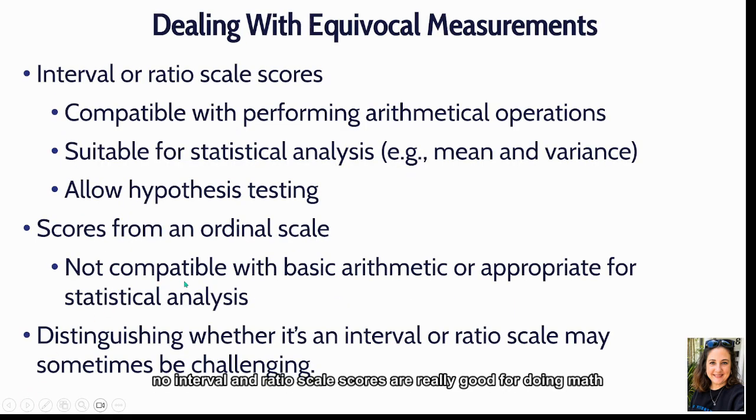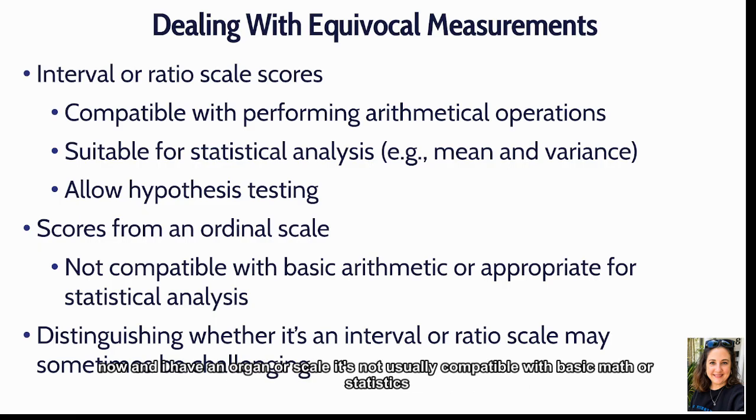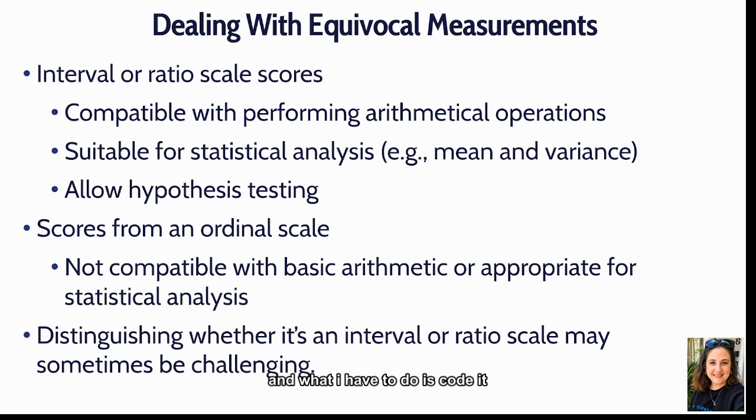Now, interval and ratio scale scores are really good for doing math. So we can use them for statistical analysis, and they allow us to do hypothesis testing. Now, when I have an ordinal scale, it's not usually compatible with basic math or statistics, and what I have to do is code it. So it can be challenging to use ordinal or even nominal if you don't do some sort of coding.